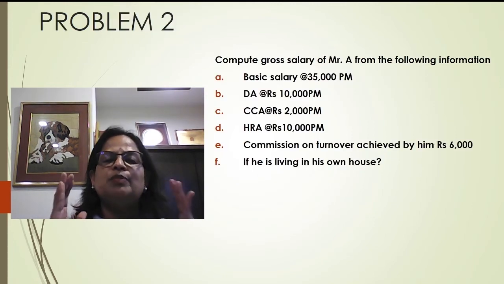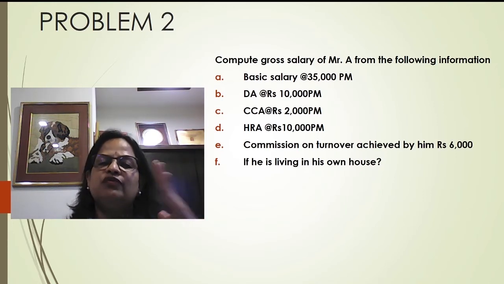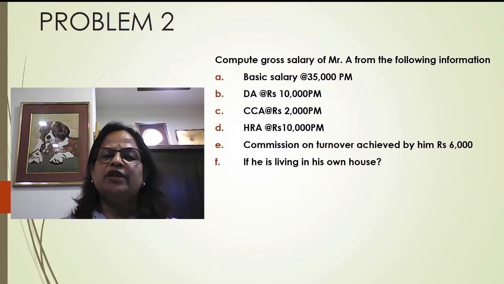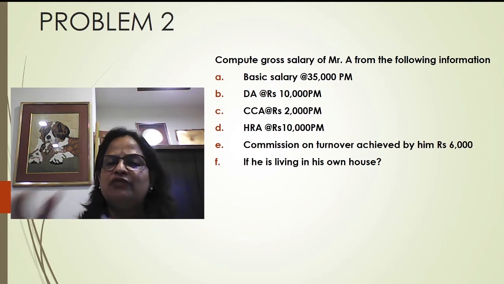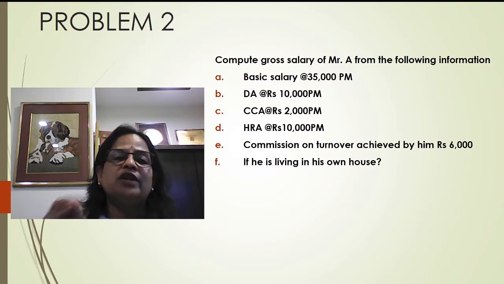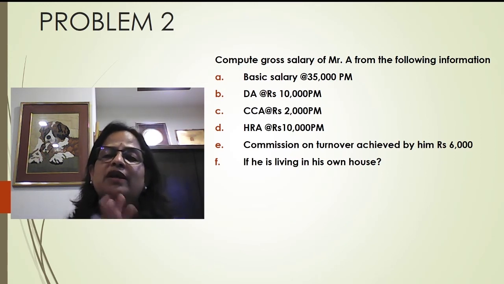Now coming to problem 2. This I have explained as 3 sub-points, 3 sub-questions. So the first question: compute gross salary of Mr. A from the following information. I told you, you have to read the question carefully and see what they have asked, whether it is gross salary, exempted HRA or taxable HRA. Though we have to calculate the gross salary, if you want to calculate gross salary, you have to calculate the HRA also. But you have to see what they have asked in the question. That's very important. When you're reading the question, read with an open mind. Find out what they have asked.